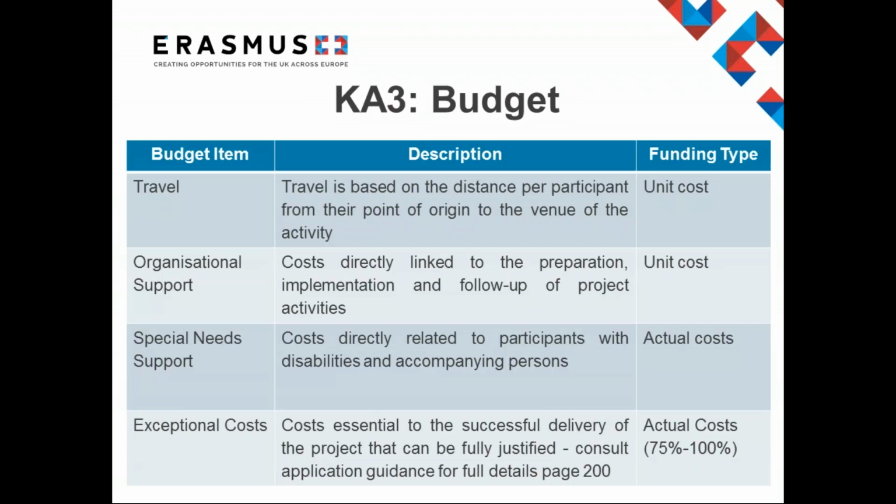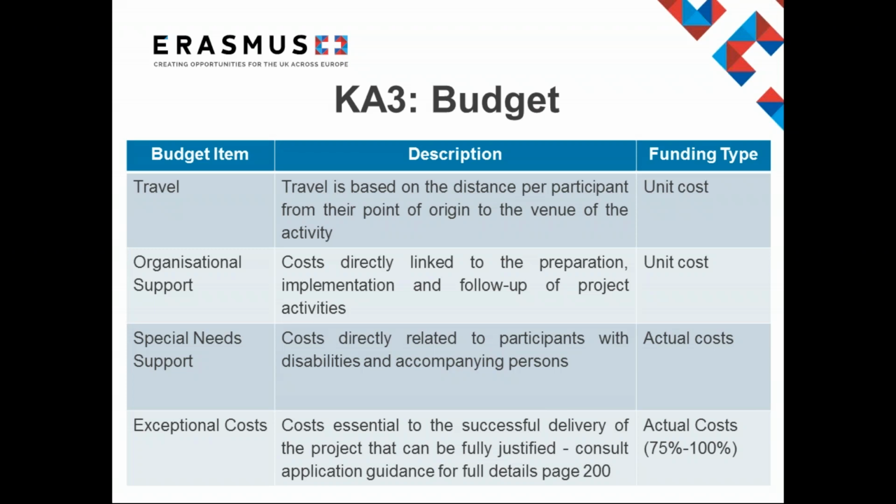In terms of the funding available, it's determined by the size and scale of your project, but there are four basic budget criteria for which you can apply. The first is travel, which is a unit cost, which is to say it's a fixed rate determined by the distance each participant travels from the point of origin to the venue of the activity. The second kind of cost is organisational support, which is again a unit cost directly linked to the preparation, implementation and follow-up of project activities, and this is determined by the number of participants.